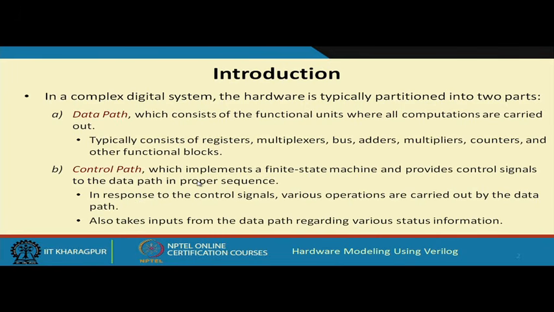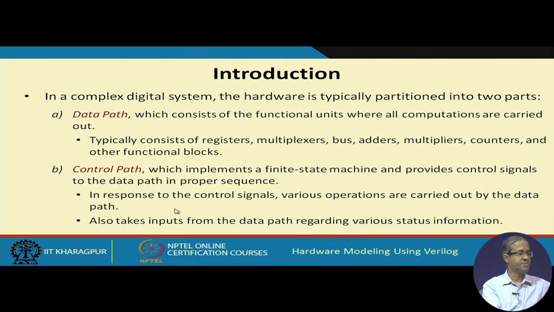Okay. So, for that there will be a second part, the control path. The control path is nothing but a finite state machine. It will be generating or providing control signals for the data path in a particular sequence, and by doing that the data path will get activated accordingly and the operations will be carried out as per the intended requirement. The control path can also take some input from the data path, to get various status information.